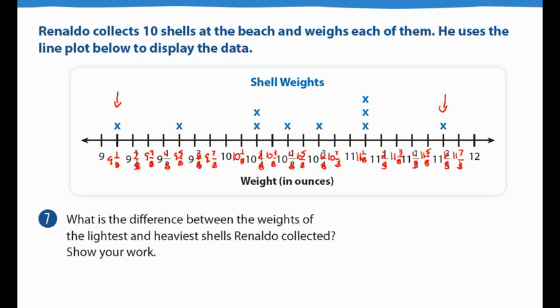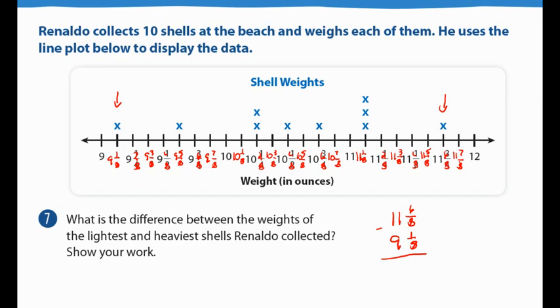All right, guys, so looking at number 7 here, it says, what is the difference between the weights of the lightest and the heaviest that Ronaldo collected? So we've already talked about this, and we've already made our fractions. We are going to subtract the heaviest one, which is right here. That is 11 and 6/8 minus 9 and 1/8. As you guys see, if we make all of the fractions have a common denominator, it makes it so much easier for us to subtract.